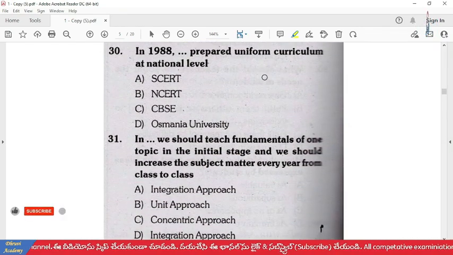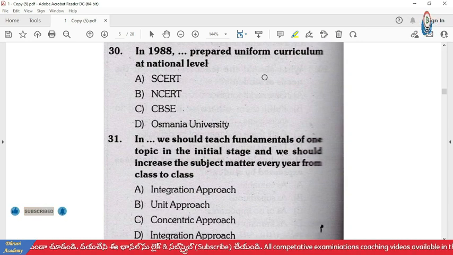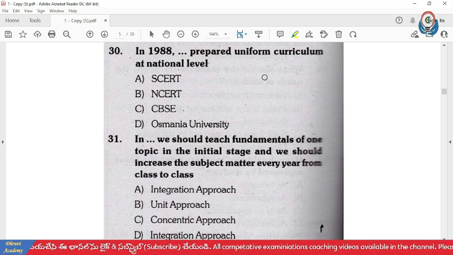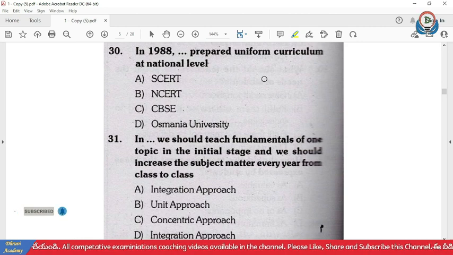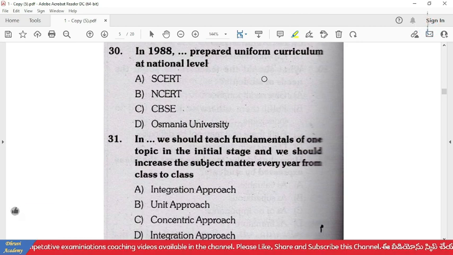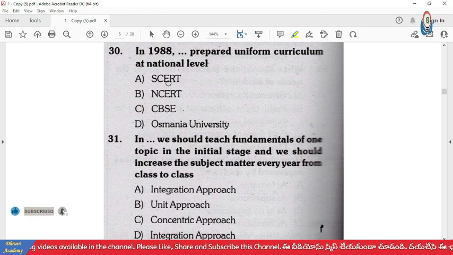In 1988, who prepared a uniform curriculum at national level: A. SCERT, B. NCERT, C. CBSE, D. Osmania University? Which is the right answer? In 1988, the uniform curriculum at national level was prepared by NCERT.